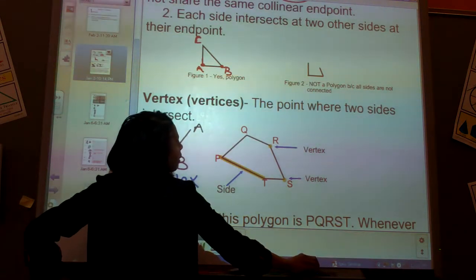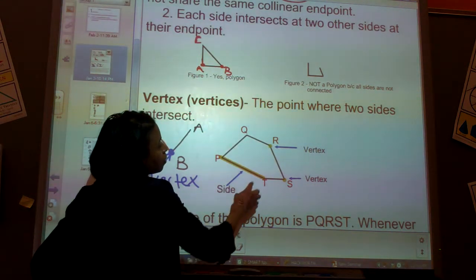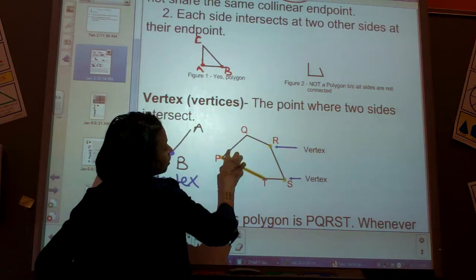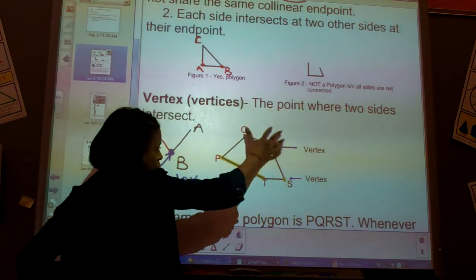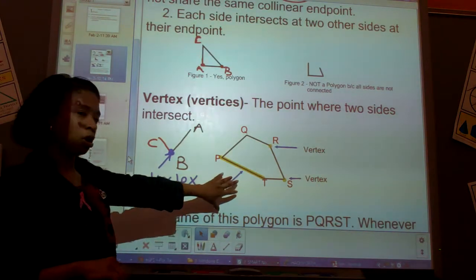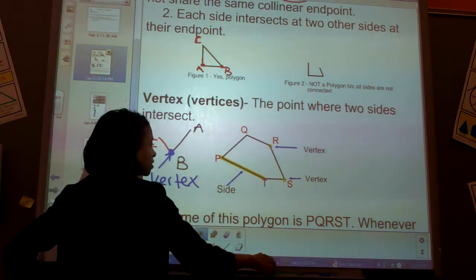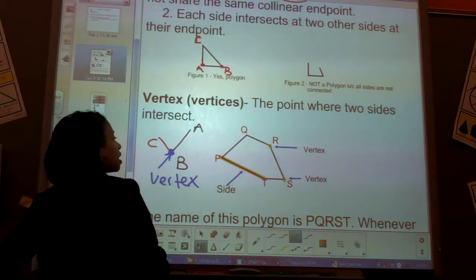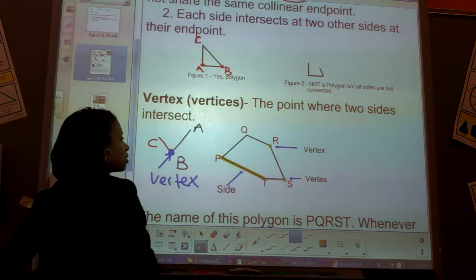All right, so here we are. How many vertices are there on this particular polygon, PQRST? There's vertex R, vertex S, vertex T, vertex P, and vertex Q. So there are 1, 2, 3, 4, 5 vertices on this polygon. And this polygon has 1, 2, 3, 4, 5 sides. And recall, what's a side? A side is PT. Another example of a side would be QR. Another example would be RS. Those are sides.